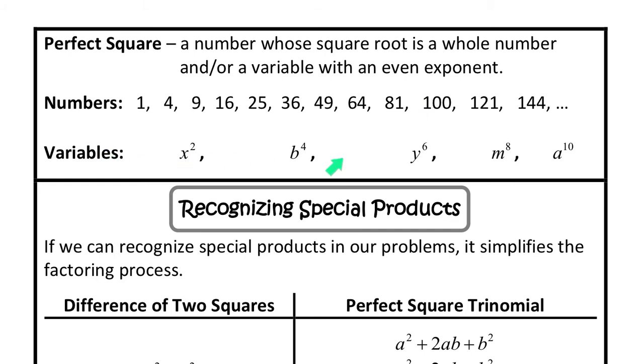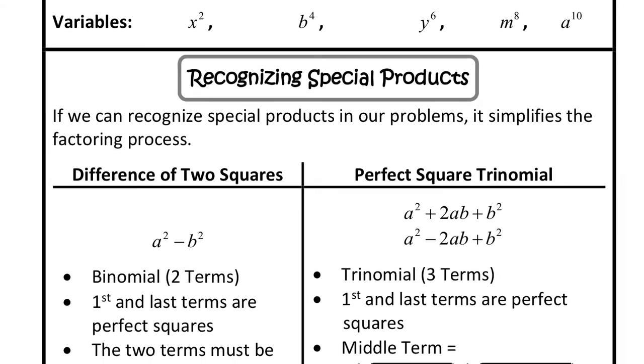As far as variables go, we're just looking at the exponents. If the exponent is even, so I have x to the power of 2, 2 is even. b to the 4th power, 4 is even. 6 is even, 8 is even, 10 is even. So any variable that has an even exponent is considered a perfect square. This is kind of just a review of perfect squares.